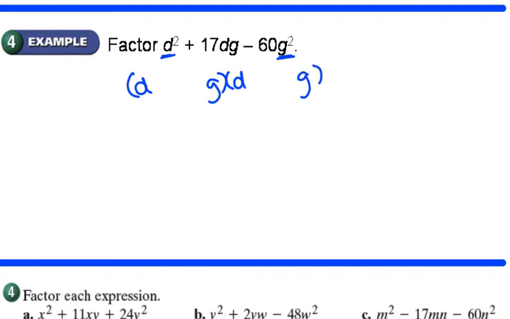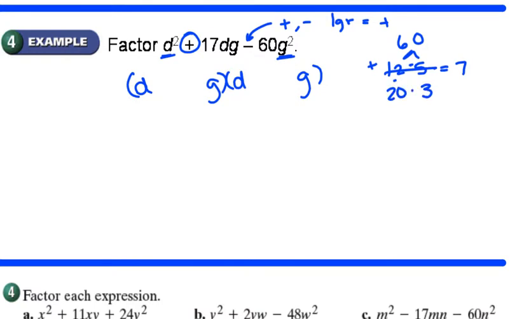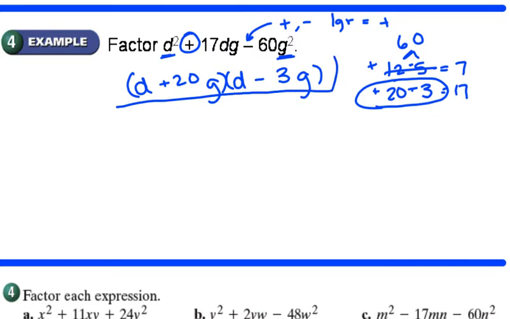Okay? Now, this tells you negative, so that's going to be positive and a negative. And this is positive, so the larger factor is positive. So now look at 60. Factors of 60. Well, I know 12 times 5, but remember those are different signs, so that would give me 7, so that won't work. 20 times 3, positive 20, negative 3. That gives me negative 60, and that also gives me 17. That's what we need. So plus 20 and minus 3. And this would be your answer.